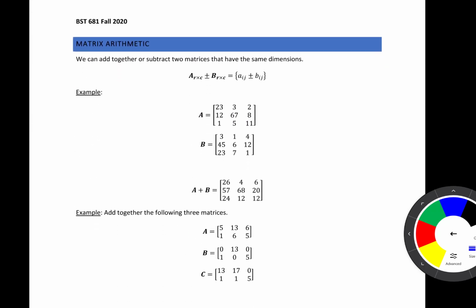We can perform arithmetic on a matrix. In order to add or subtract two matrices, they do have to have the same dimensions. So looking at an example, notice that matrix A is a 3 by 3 and matrix B is a 3 by 3. Since these have the same dimensions, we can perform arithmetic. And matrix arithmetic is pretty intuitive. What you do is you find each of the elements in the corresponding, or the same, row and column. So for example, the element A11 is 23 and the element B11 is 3, and then you add those together. So we have 23 plus 3 gives us 26, 3 plus 1 gives us 4, and so on.